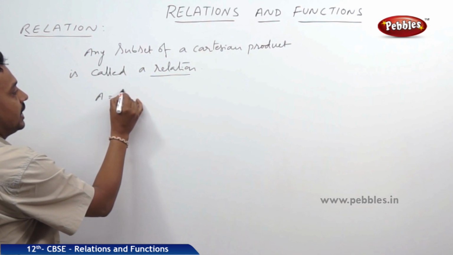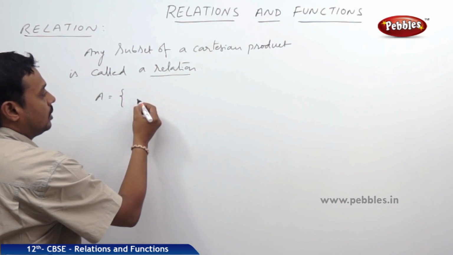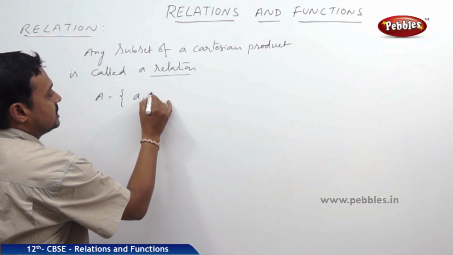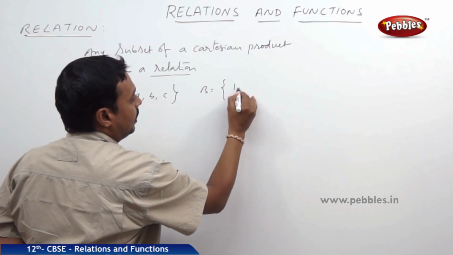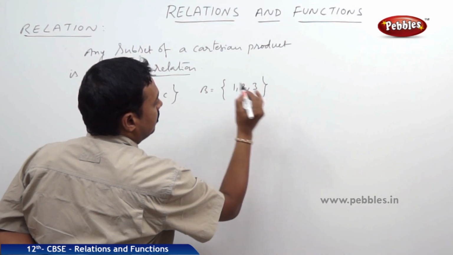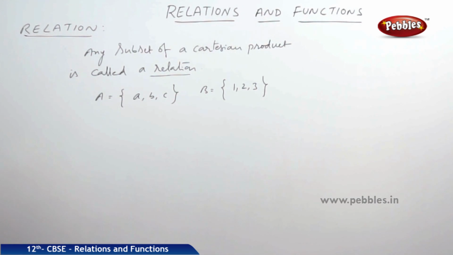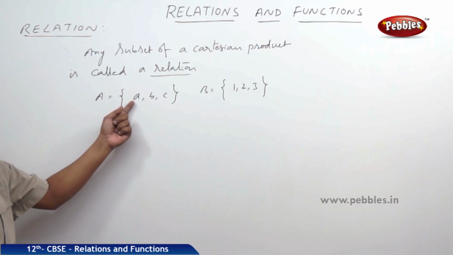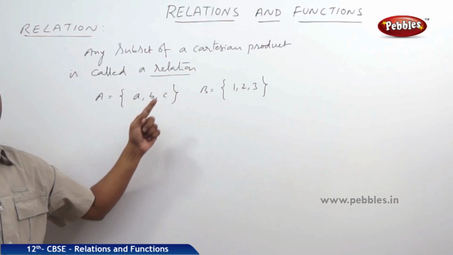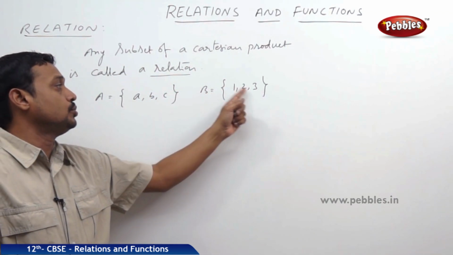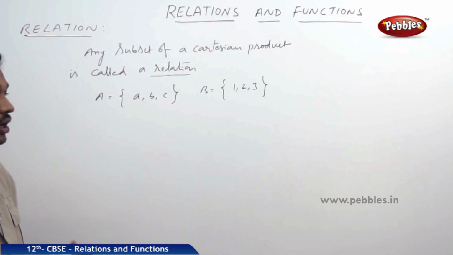Suppose, let us take two non-empty sets A and B. A is equal to {a, b, c} and B is another non-empty set {1, 2, 3}. Now, we have the possible ordered pairs from A to B known as the Cartesian product: (a,1), (a,2), (a,3), (b,1), (b,2), (b,3) and (c,1), (c,2), (c,3). These are the possible ordered pairs defined from A to B, known as a Cartesian product, as you already know.